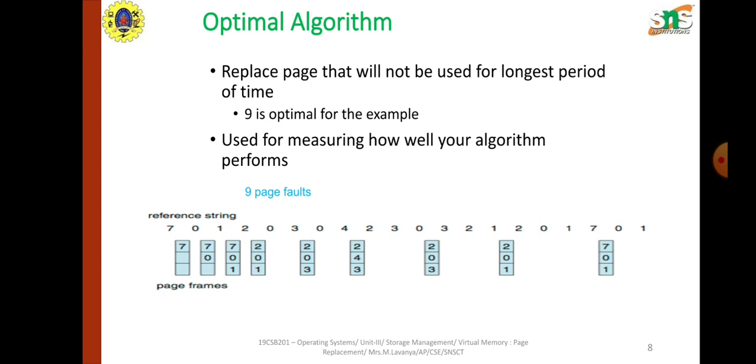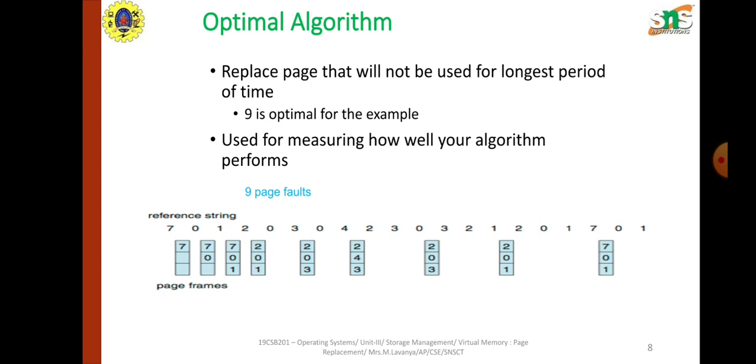Next arrival string is 0. Since 0 is already available in the frame, it is not modified. The next string arriving is 3. Since 3 is not available, we have to select the victim. In this, the data available is 2, 0 and 1. While considering this, we have to see the next arrival string sequence.